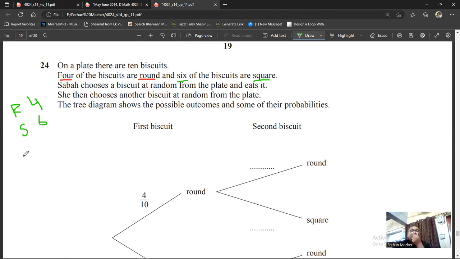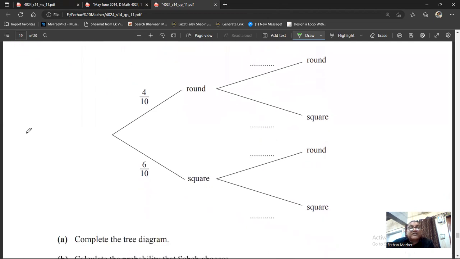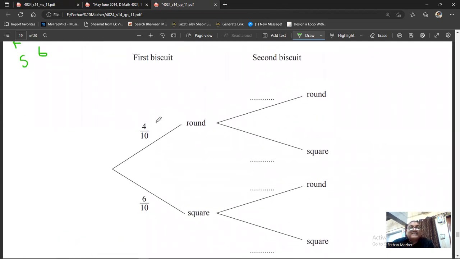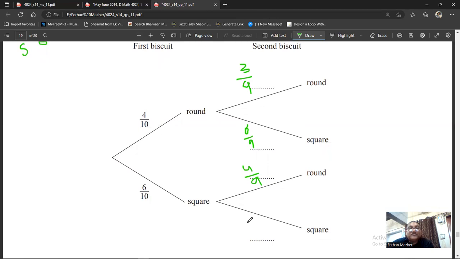Total biscuits are 10. Sabha chooses a biscuit at random from the plate and eats it. She then chooses another biscuit at random from the plate. The tree diagram shows the possible outcomes and some of their probabilities. So if one round biscuit she ate, now you are left with 3 by 9. This will be 6 by 9. If you take a square biscuit first, this will be 4 by 9, and this will be 5 by 9.